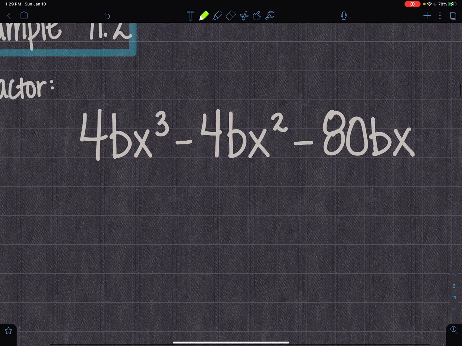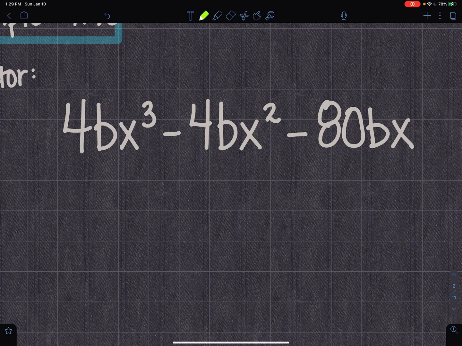Let's do example 71.2. So here's the equation that they give us. They want us to factor this. But the first thing I'm going to do is pull out anything that I can, anything that is a common factor. So I see that there is a 4 and an 80, which can be divided by 4. So I'm going to pull out a 4.